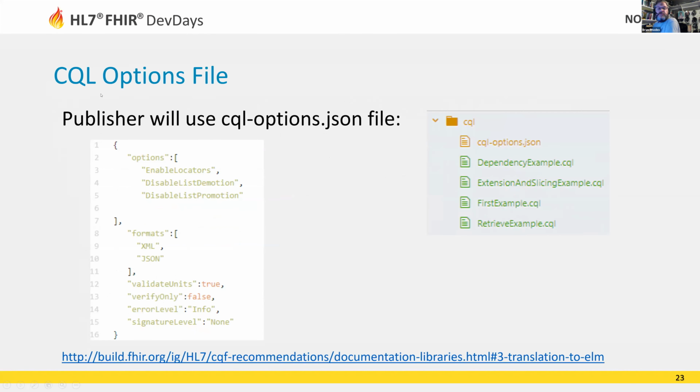One of the things you can do in the publisher then is set this CQL options file. There's a CQL options JSON example, and you can set different options for the CQL publisher or translator. In particular, you can specify the formats that you want, so XML and JSON, and that controls what kind of content will actually be put out in the library resources.